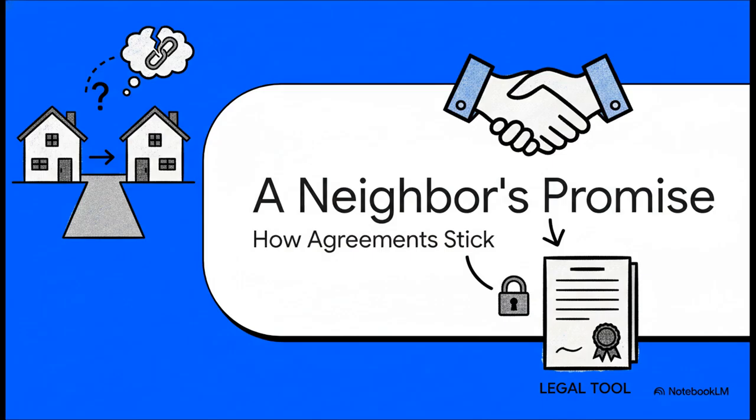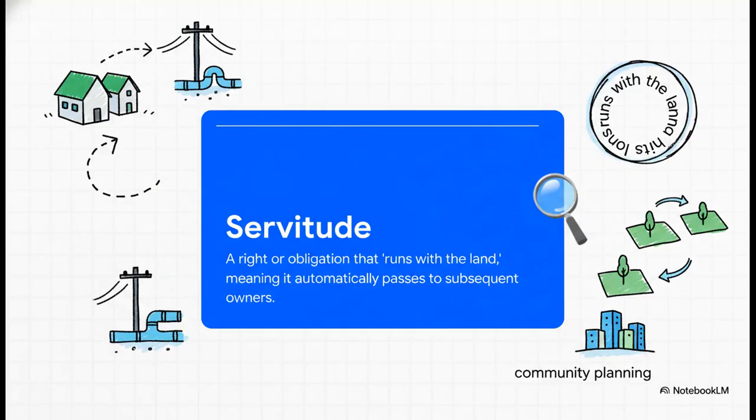So to make these promises stick to the property itself and not just the people, you need a special kind of legal tool. And that tool is called a servitude. Now, the key phrase here, the one you absolutely need to remember, is that it runs with the land. What this means is that the right or the restriction basically becomes part of the property's DNA. It automatically gets passed on to every single new owner, no questions asked. And this is what creates stability for everything from utility access to entire planned communities.